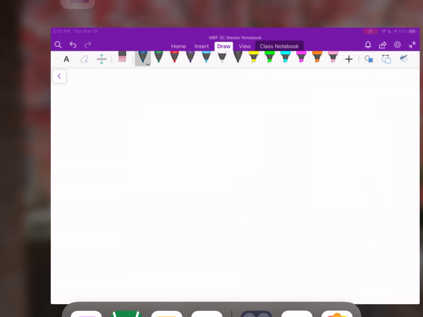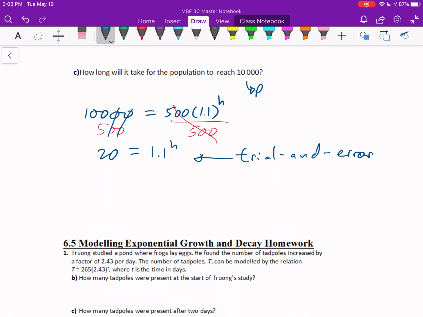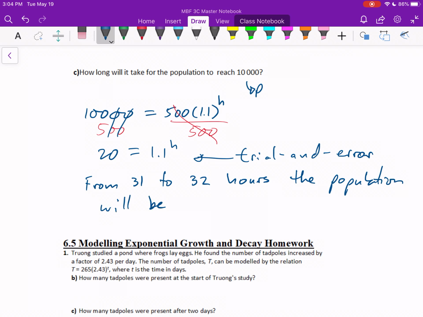Well, what does all that mean? What it means is that after 31 to 32 hours, the population will be 100,000 bacteria. Whoops. Remember, the reason why I was getting it to be close to 20 instead of 100,000 is just because I did a little bit of simplification up here. I started out with 100,000, but divided each side by 500 to make the numbers a little smaller, and that's where the 20 came from.